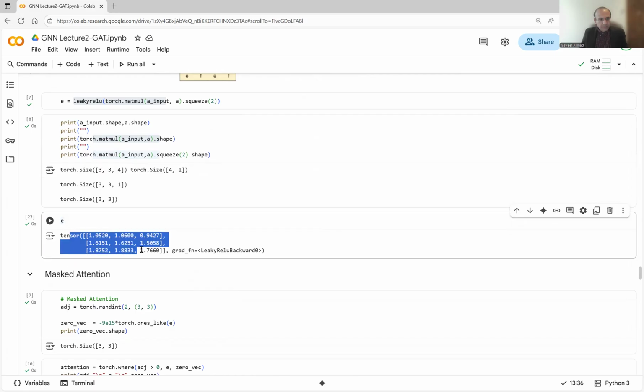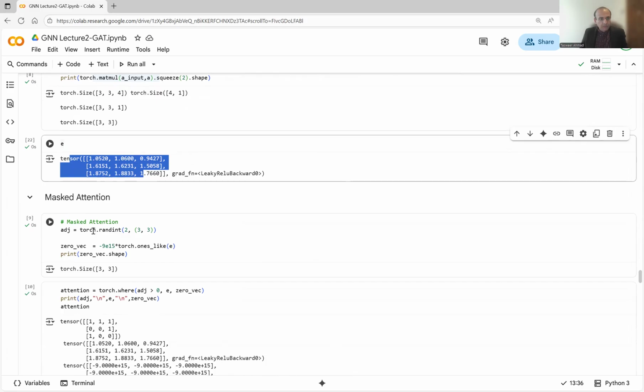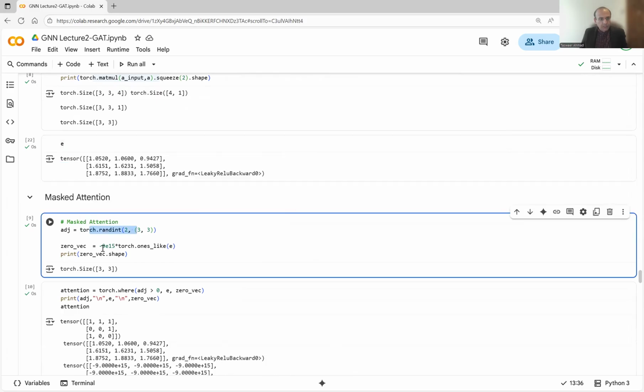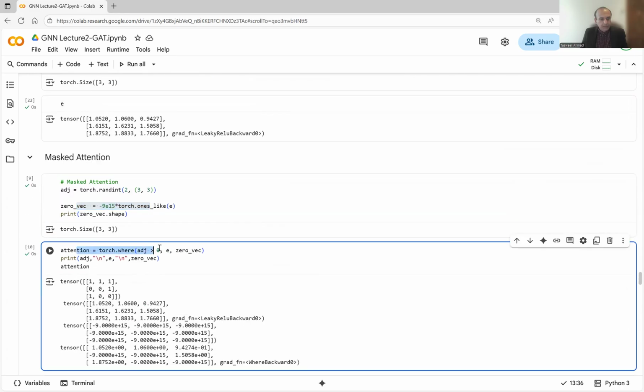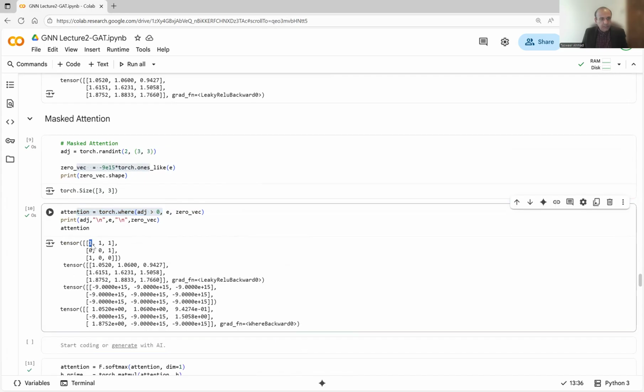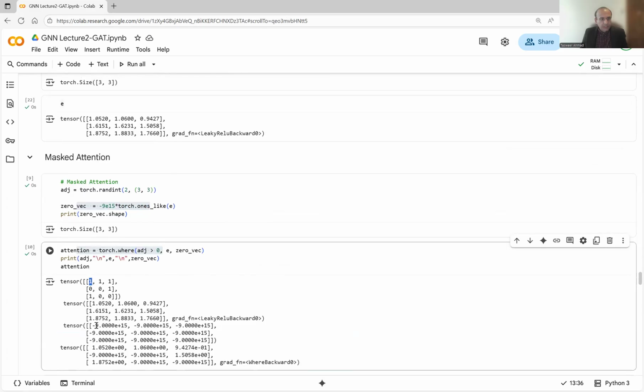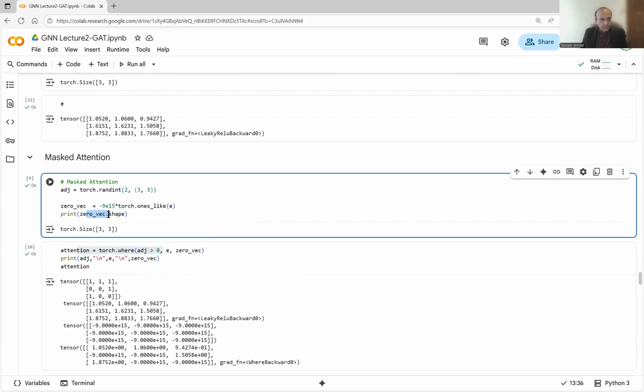So that has a kind of attention between them, and then using E, we compute the attention mask. So we apply a random initialize function, and then a zero vector which has zeros in all the E positions, and then we compute the attention mask using the adjacency matrix such that if the adjacency matrix has a 1, then we get the value from E, and if the adjacency matrix is 0, then we get a value of 0. This zero vector has values of almost 0.